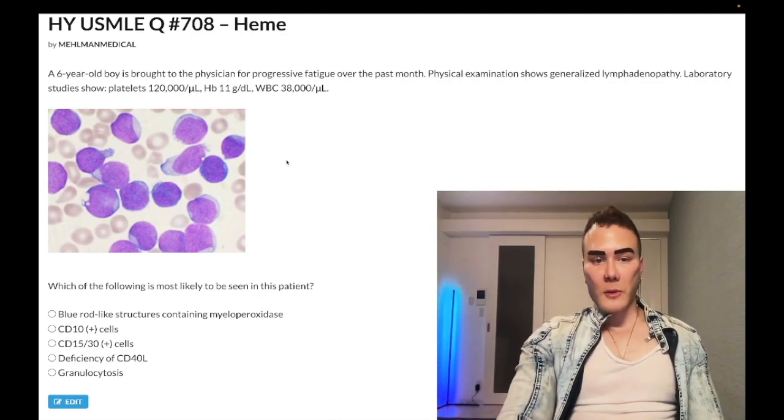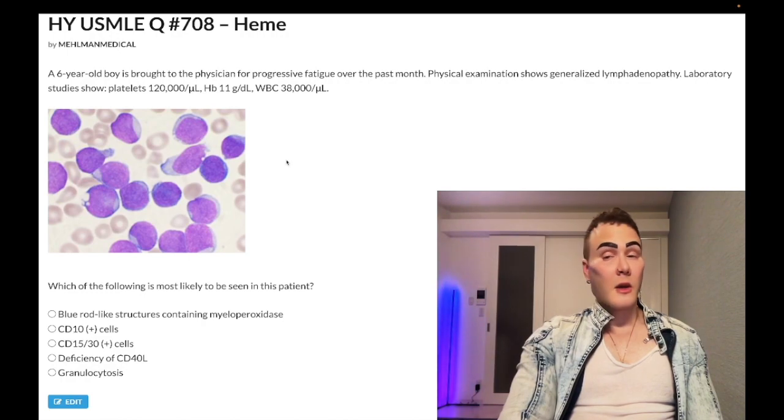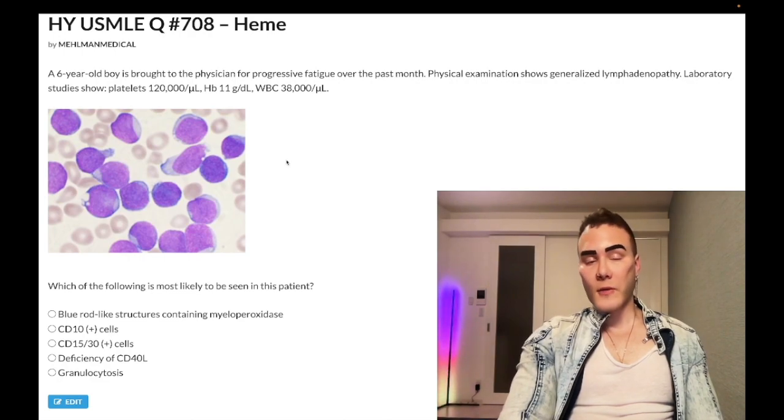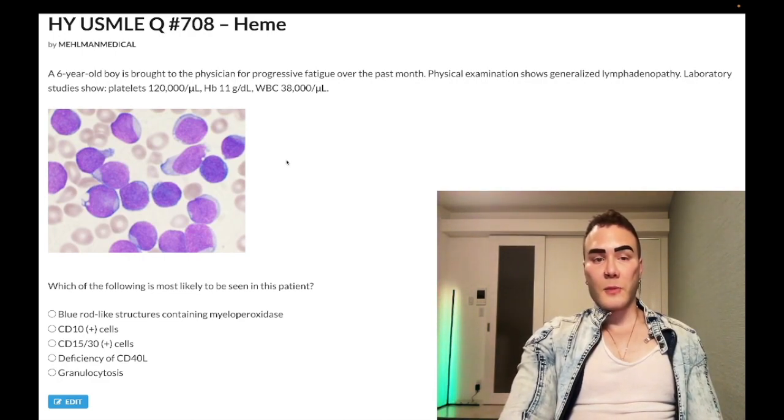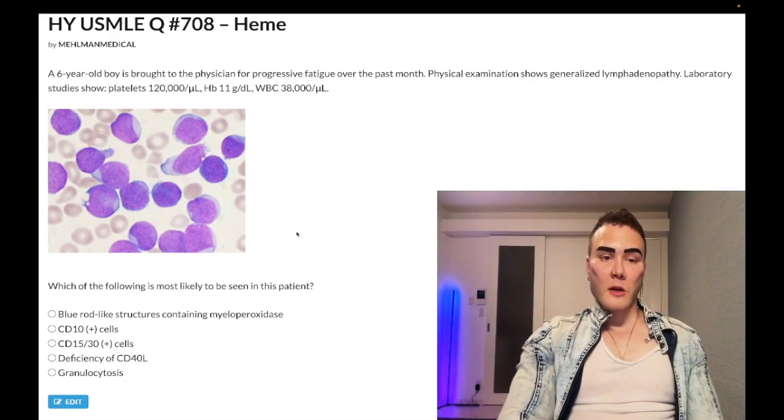Now start the clip. 6-year-old boy, 1 month history, progressive fatigue, physical exam shows generalized lymphadenopathy. Laboratory studies show platelets low, 120,000 per microliter, should be 150 to 450,000 per microliter. Hemoglobin low, 11 grams per deciliter, should be 13 to 17.5 in males. Non-menstruating women, 12 to 17.5. Menstruating women. White blood cells super elevated, 38,000 per microliter, should be 4 to 11,000 per microliter. And we've got a smear here, which I'll talk about as we move to the question: the following is most likely to be seen in this patient.